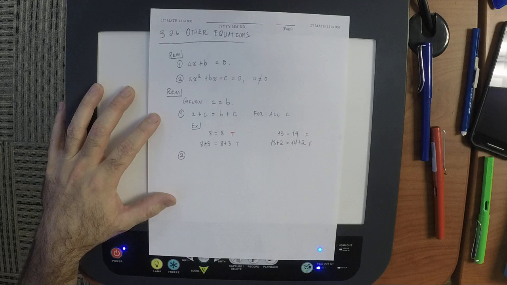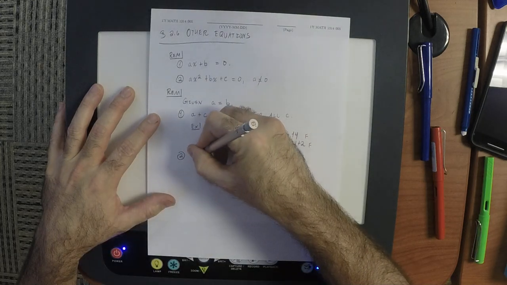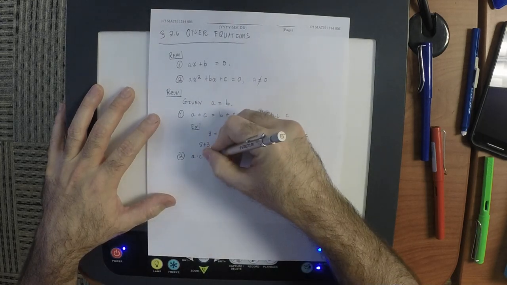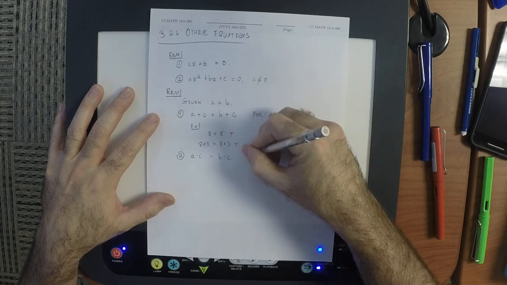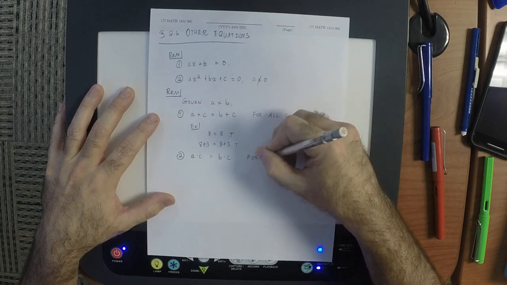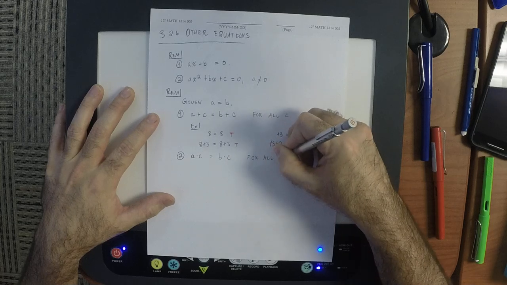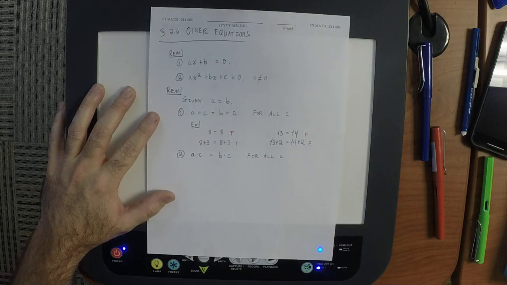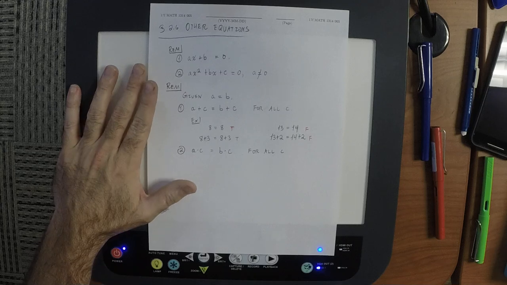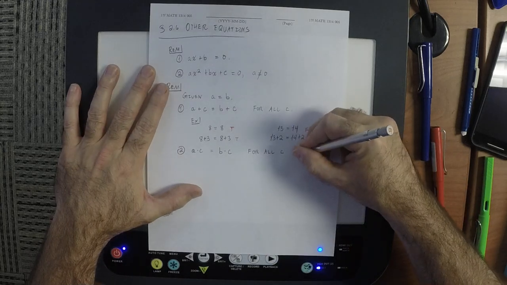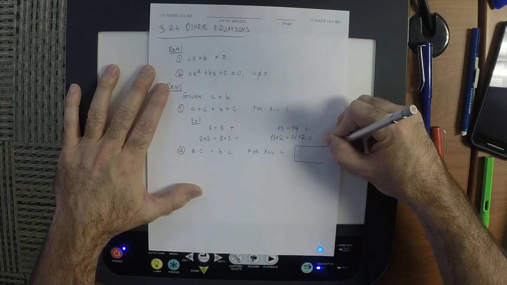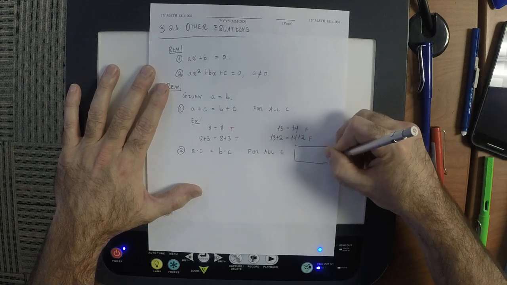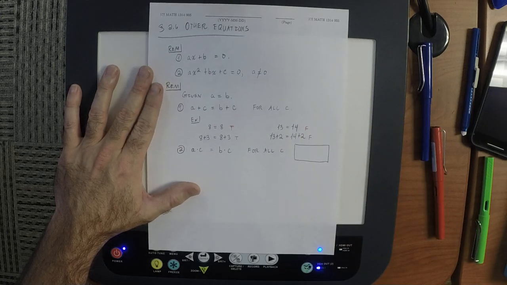2. A multiplied by C equal B multiplied by C for all C. And now, what's written on the page right now is false. It is not correct. So I'm going to leave myself a blank spot here where I'm going to add one more thing to make that statement correct.